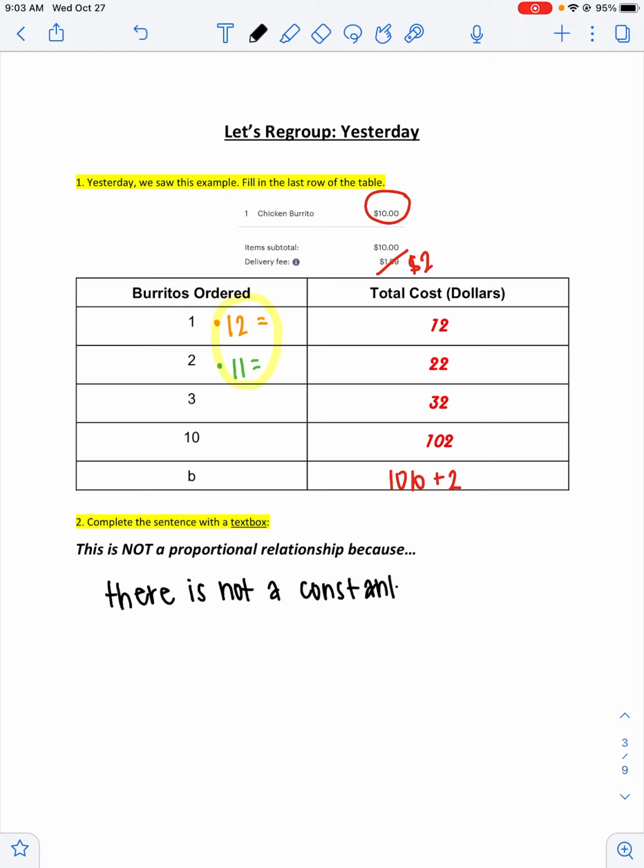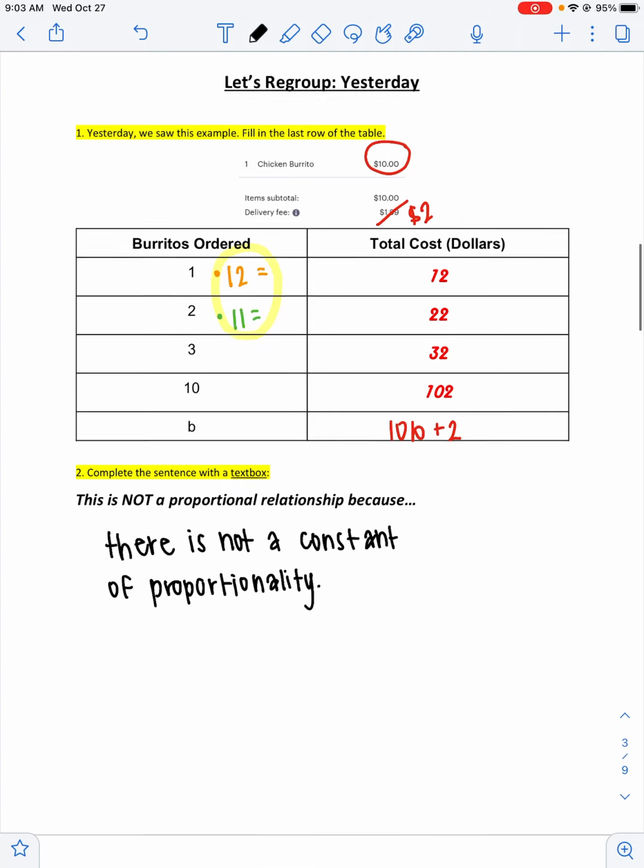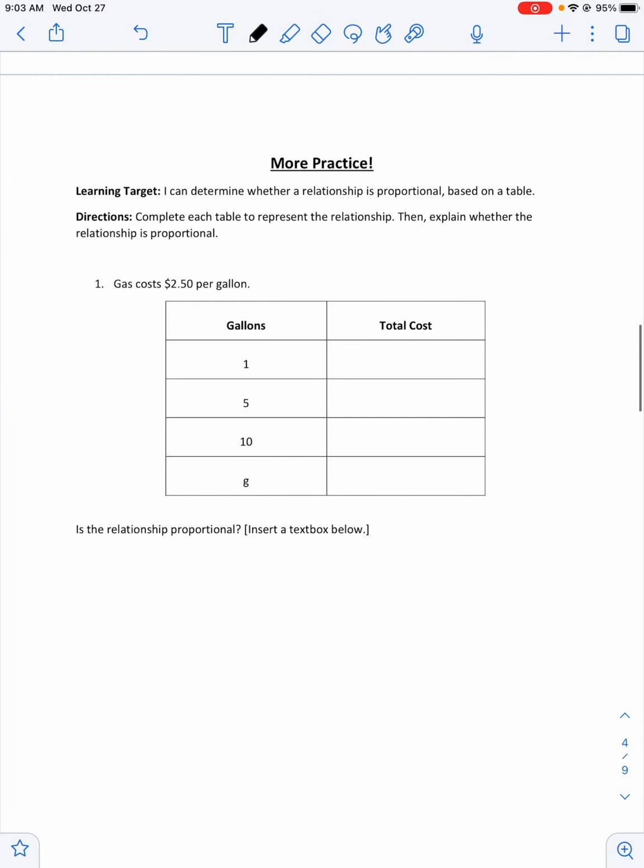So, with this in mind, and remembering that in order to have a proportional relationship, you need to have a constant of proportionality, you want to answer the next slides independently. That'll be your classwork for today.